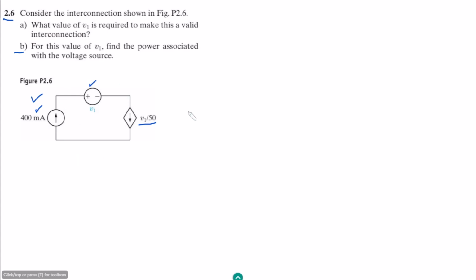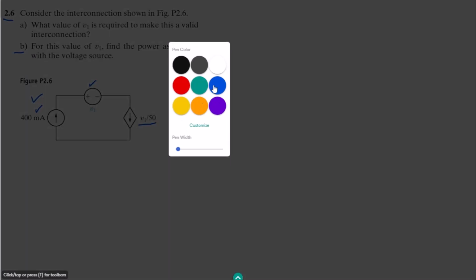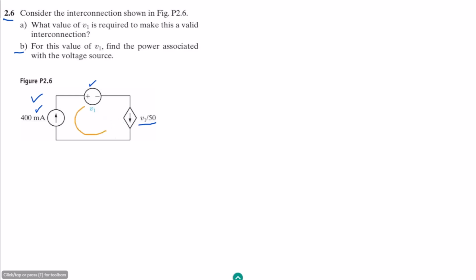In this series circuit, the current remains the same to make these equivalent. If this 400 milliamperes is flowing through this circuit, these two current sources should have the same value. This is a single branch in a series circuit, and I have told you in our previous videos that to make a circuit valid, all the current sources connected in a single branch should have a similar value. So the value of this one and this one should be the same.